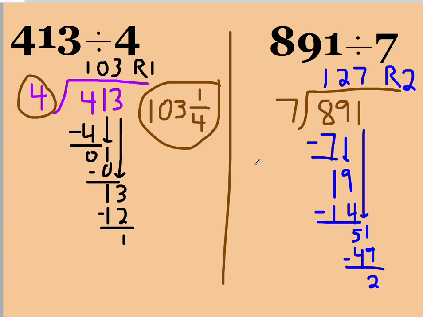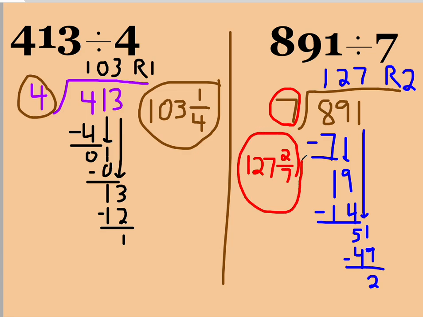Now with my remainder, I'm going to change that into a mixed number. This is 127, and 2 is my remainder. 7 is my divisor, so that's my denominator here. 127 and 2/7.